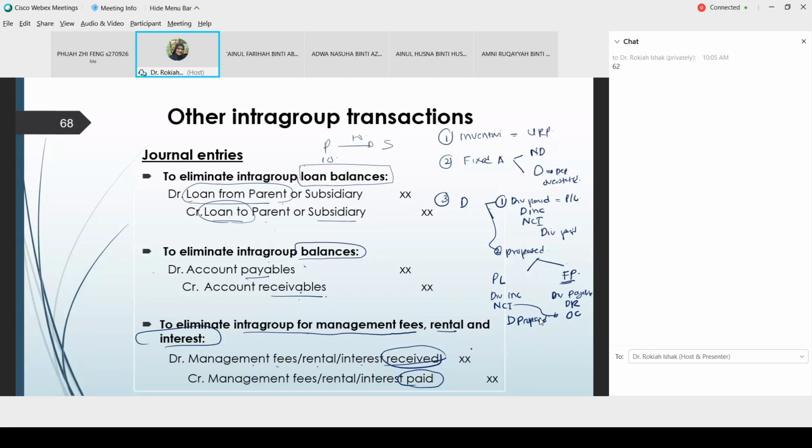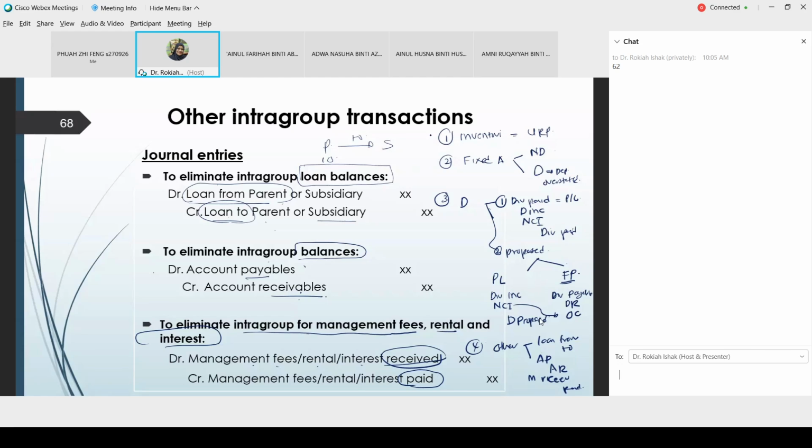The last one, the fourth, is others. Here we have the loan: debit loan from, credit loan to. Then accounts payable and accounts receivable. And then management fee or anything received: credit, paid. So these are the four things that relate to intra-group transactions.